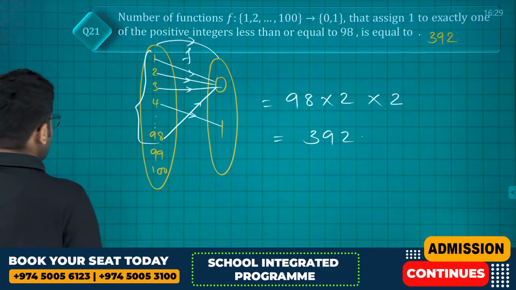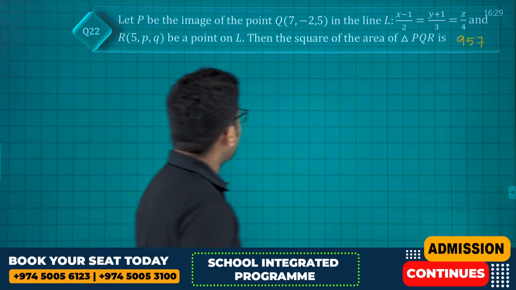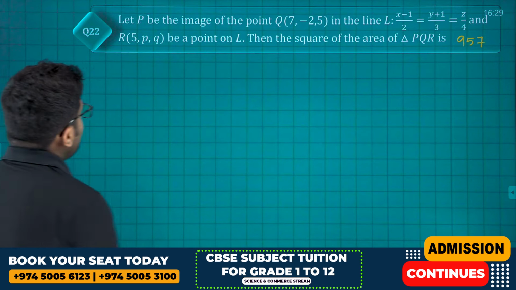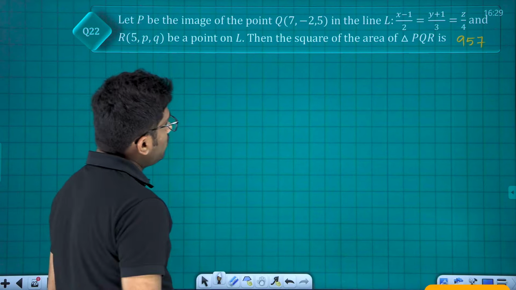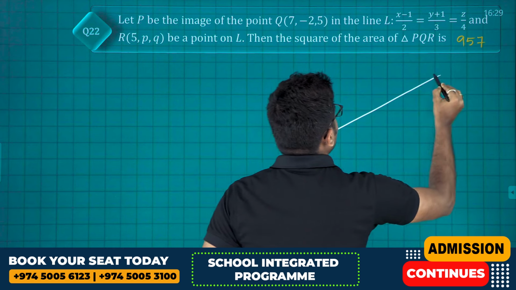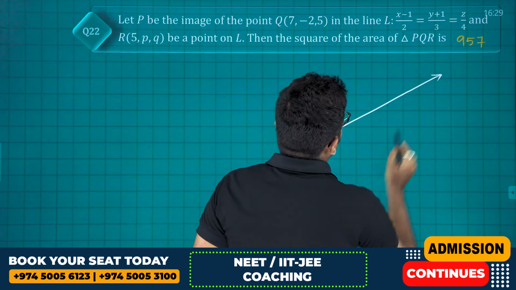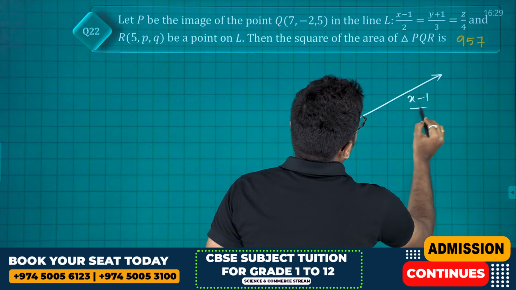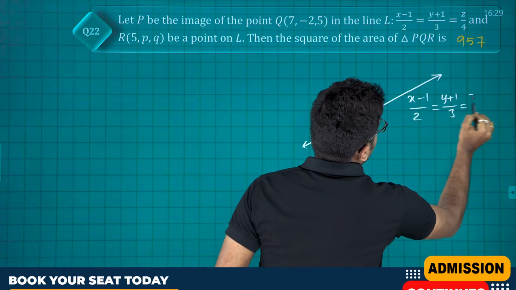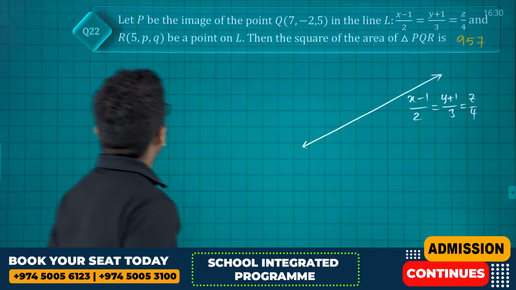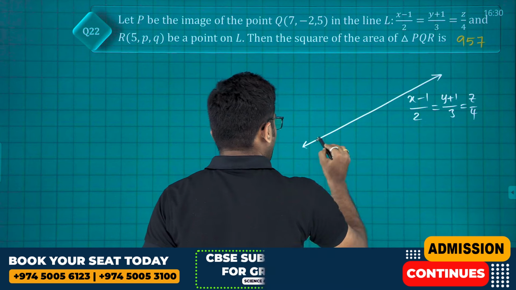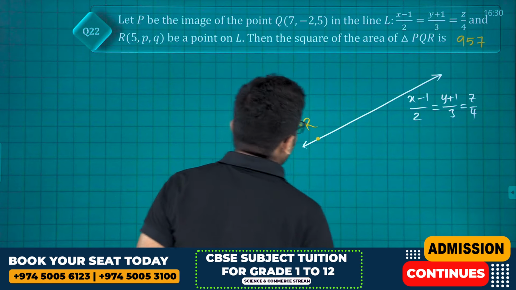Clear? Next question. Let P be the image of the point Q. We have seen this question many number of times, friends. Let P be the image of Q in the line L. Now there is one line, this is our line L. This line is (x minus 1) by 2 equals (y plus 1) by 3 equals z by 4. And R is also a point on this line.